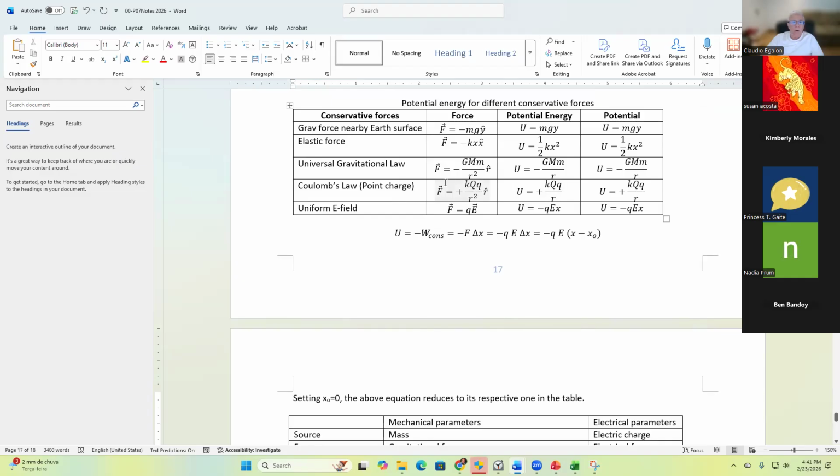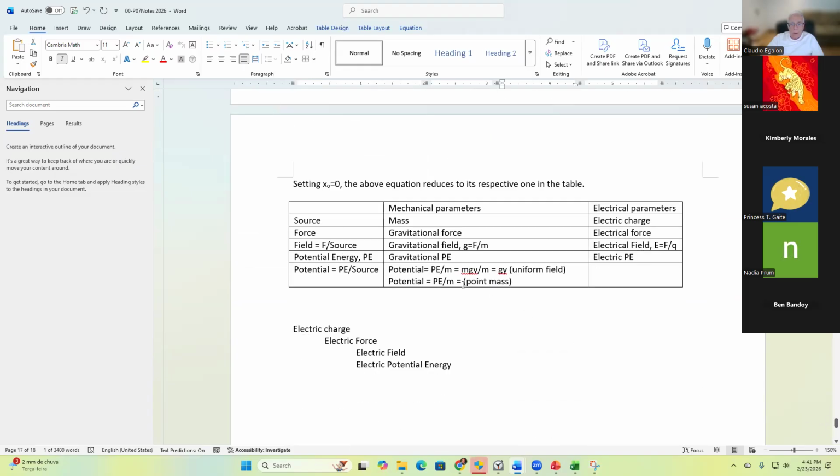Potential, let's see here. Yeah, this one right here. Universal gravitational law, minus big G, big M, small m, divided by R, right? Ends up being divided by m. This m here canceled out. So the potential, the gravitational potential, is going to be big G, big M divided by R. That's for a point mass.